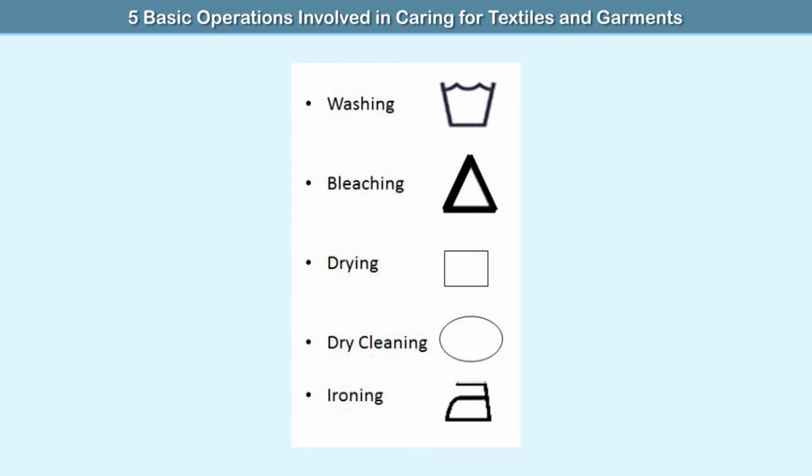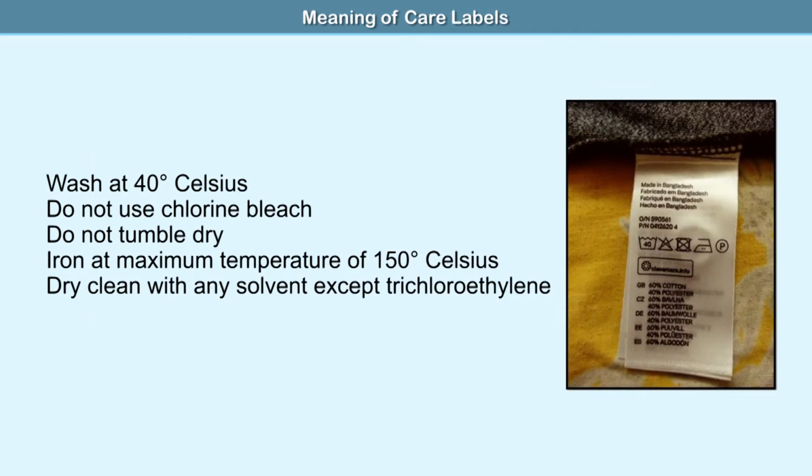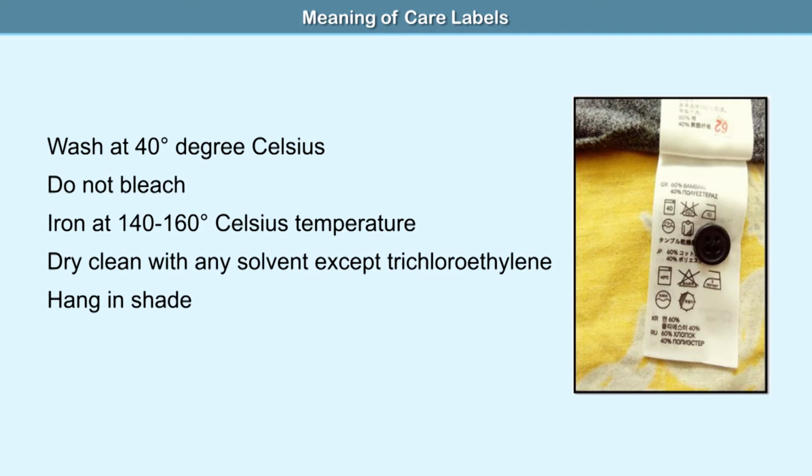We have different care label contents. We have different care labels for washing, drying, ironing, bleaching, and warning instructions. This care label indicates wash at 40 degrees Celsius, do not use chlorine bleach, do not tumble dry, iron at maximum temperature of 150 degrees Celsius. Dry clean with any solvent except trichloroethylene. This care label indicates wash at 40 degrees Celsius, do not bleach, iron at 140 to 160 degrees Celsius temperature, dry clean with any solvent except trichloroethylene and hang in shade.